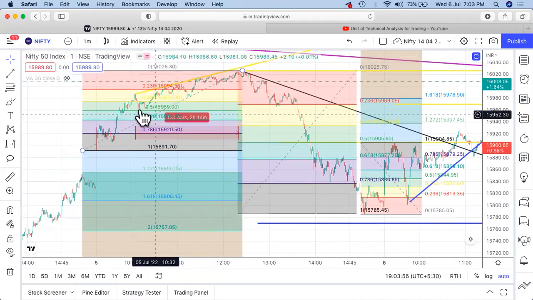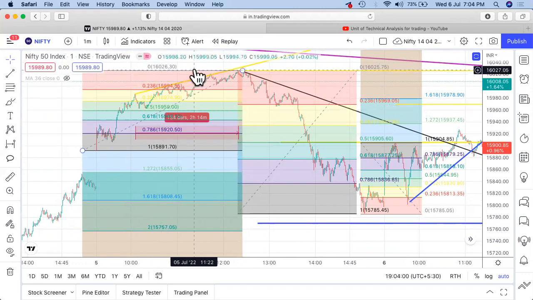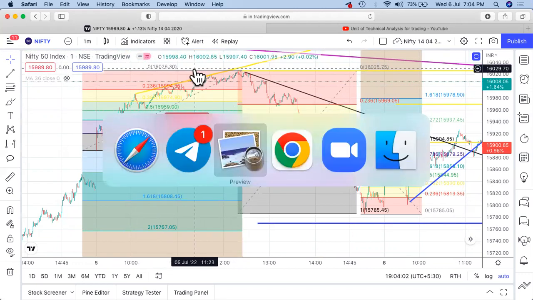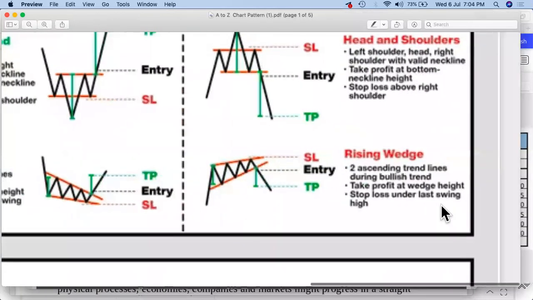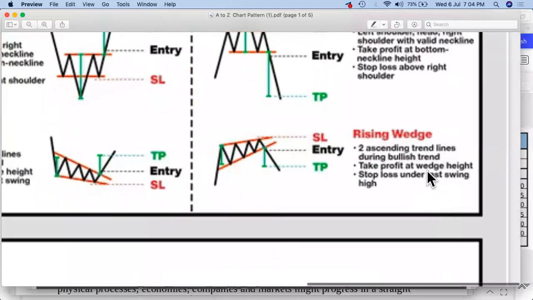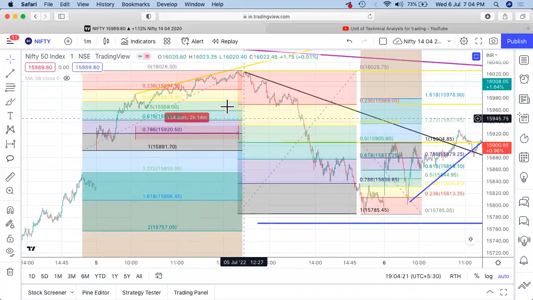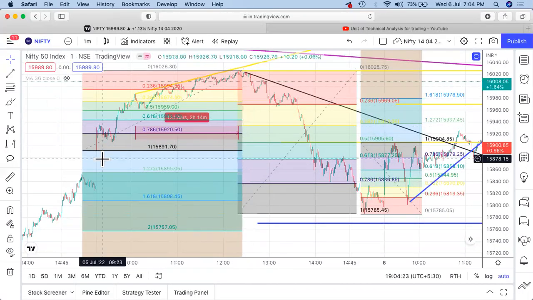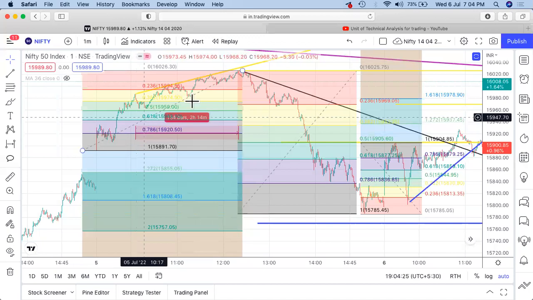So even with the rising wedge, we are not considering the height or the depth as it has been given in the theory part, that okay fine, take profit at wedge height. We are not considering wedge height only, because at times you get a bigger rising wedge, and the target is much more than that, right? So this was your rising wedge.